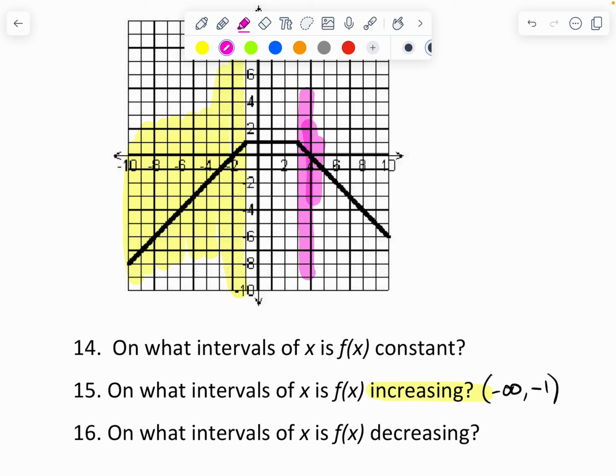So it's decreasing. Do that in pink right here. All right, at this point, it starts going down. And it goes down forever in the positive direction. So where does it start? That starts at +3, and then it goes until infinity. So our decreasing portion of the graph is from 3 all the way up until infinity. Okay, that's the decreasing portion.